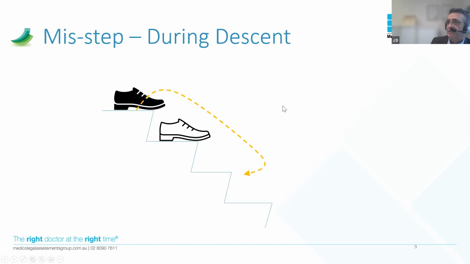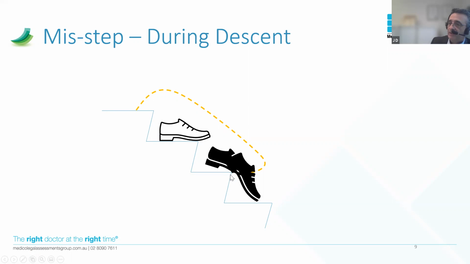Now, the last one here is misstep. This is probably the most common occurrence that we find when we're investigating falls on stairs. It is when a person basically lands their foot on the step. However, what happens is their foot doesn't make contact correctly. It's basically a misstep or overstep.